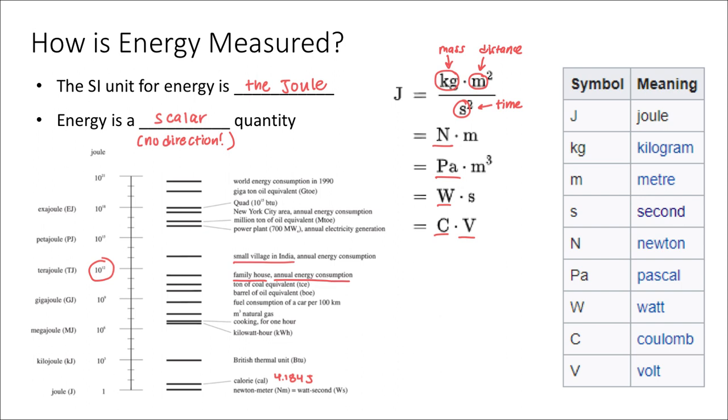A small village in India might be somewhere between 10 to the power of 12 and 10 to the power of 15. New York City area annual energy, now we're talking about 10 to the power of 18 joules. World energy consumption in 1990, so quite a few years ago, 10 to the power of 21 joules. So hopefully that puts into perspective for you how much energy 1 joule actually is, or in this case, how little energy it seems to be. For that reason, you probably most often see joules referenced in terms of kilojoules, or lowercase k capital J. That's 1,000 joules, and that's a more common unit for reporting energies just because a joule is so small.